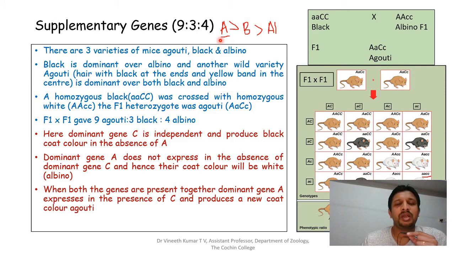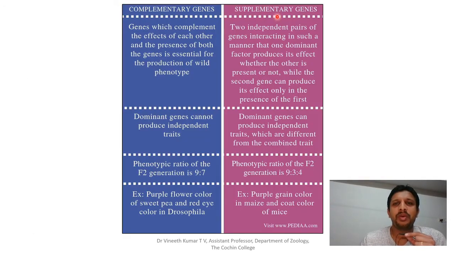So in supplementary genes, the main difference from complementary genes, which we discussed in non-allelic interaction, is that the genes complement the effect of each other, and the presence of both genes is essential for the production of the wild type phenotype. So we saw in the example that we took two white color plants, and when both the genes are present together, you get a new color. In both the case of complementary and supplementary, we are talking about the interaction of two different genes.